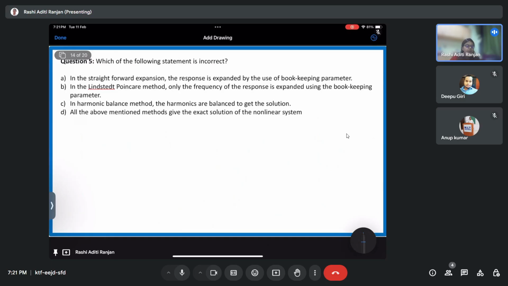Okay. So the first one says in the straightforward expansion, the response is expanded by the use of a bookkeeping parameter, which is true because in case of straightforward expansion, we assume my solution x is essentially written as, x, which is a function of t and the parameter epsilon, the bookkeeping parameter, is written as x naught plus epsilon x1 plus the higher order terms.